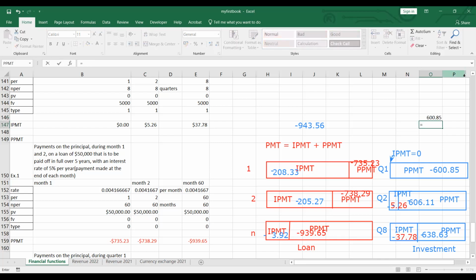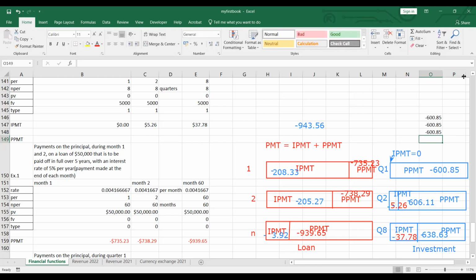On the second quarter, 606.11 plus 526. Yeah, it is negative 685. And for the last quarter, negative 638.63 plus 37.78.